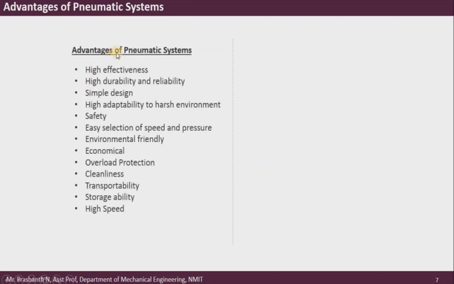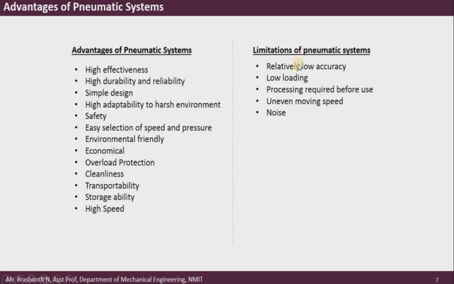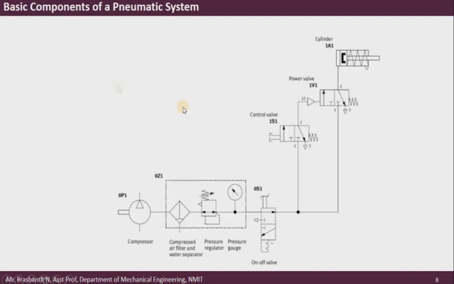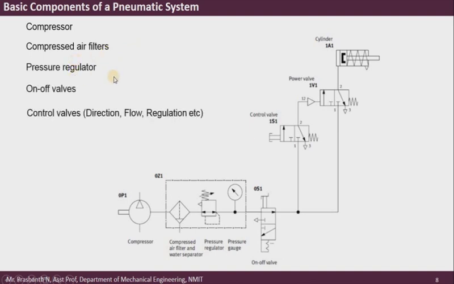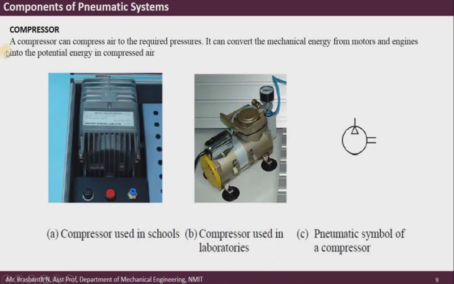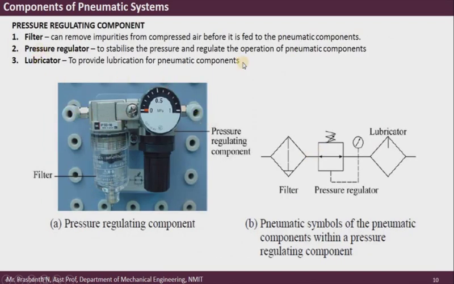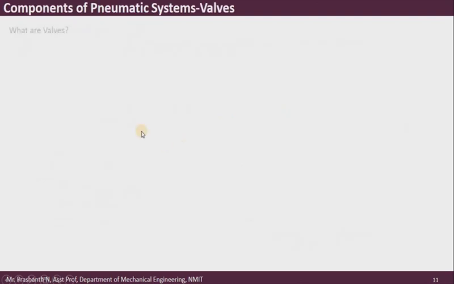Then we discussed the advantages, disadvantages, or the limitations of pneumatic systems. Then we also looked into the basic components of pneumatic systems such as compressor, service unit, and then control valves, power valves, and actuators, that is cylinders, etc. We discussed each of these subsystems in detail. We looked into their physical appearance as well as the symbols. We also discussed the air service unit in this, and we also discussed the valves in general.